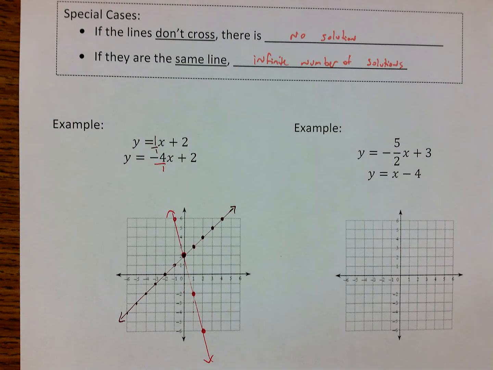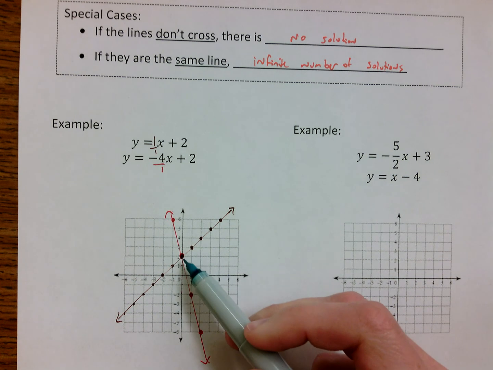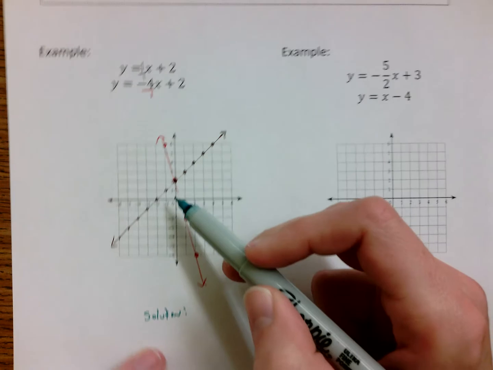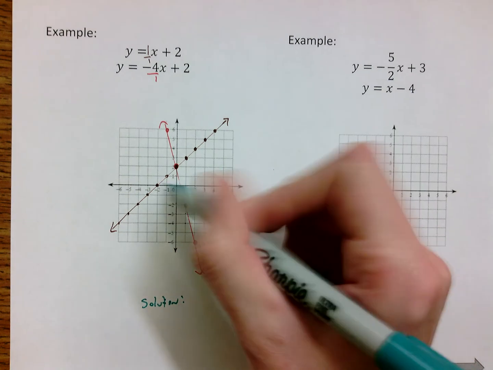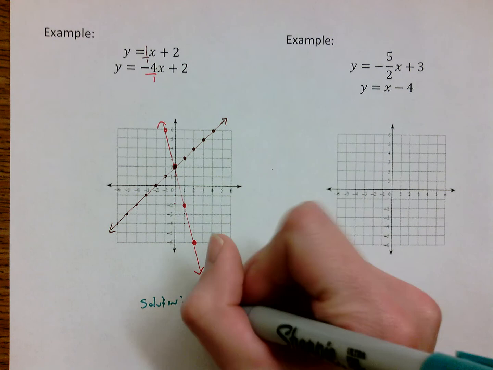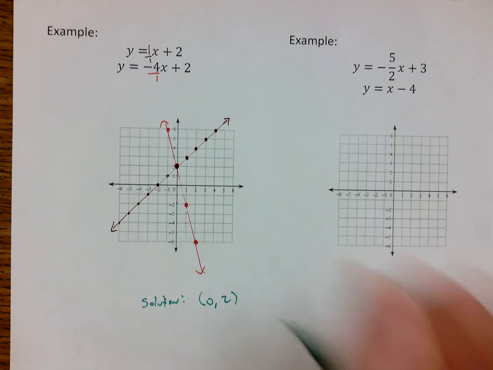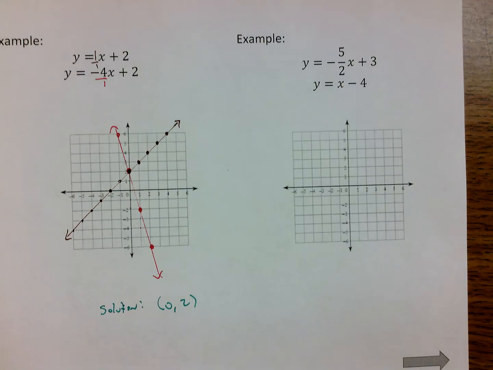Okay, so our solution is the point where they cross each other. So our solution for this particular one is going to be that point right there. That's where they cross each other. Just be really careful that when you write your solution, you write them in the right order. Remember, you run and then jump for points. So I ran 0 sideways, but I jumped up 2. So my point will be 0, 2. That's my solution. And there we go. That's it.